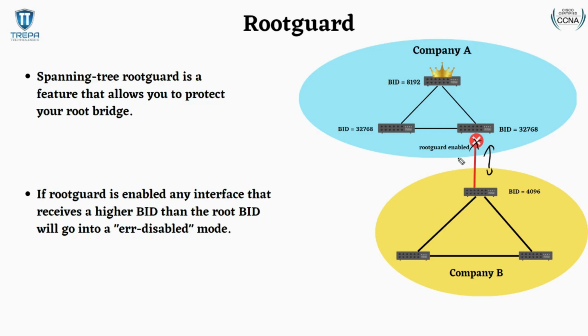Root guard will send that interface into error disabled if it receives a superior BPDU. And that's kind of the language you use there. If it receives a superior BPDU, it's going to send that port into an error disabled mode. Okay, awesome. So that about covers everything with spanning tree.